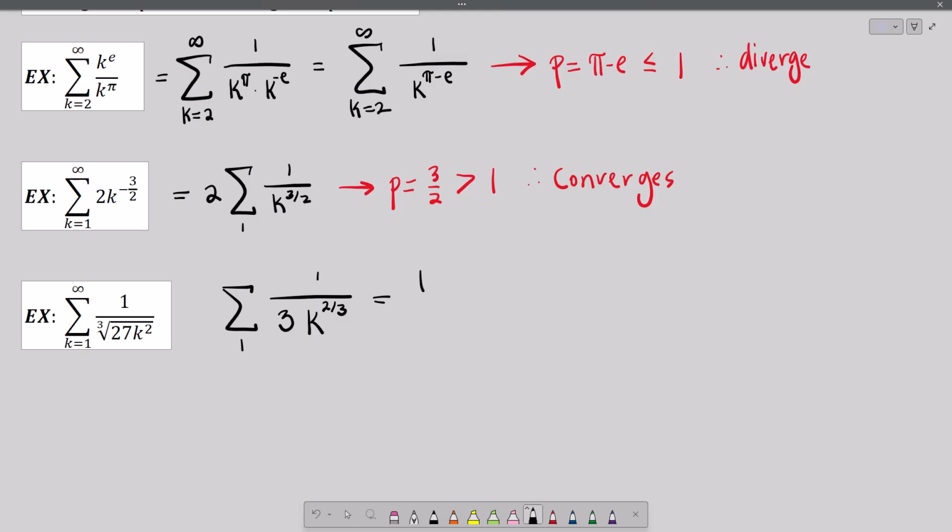And I'm going to just put this intermediate step here. You don't have to do this, but I just want to clean it up so that that 3 is not even inside. So now we write down p. It's a p-series. 2/3 is the p-value. Is that greater than 1 or less than or equal to 1? Less than or equal to 1, therefore, diverge.